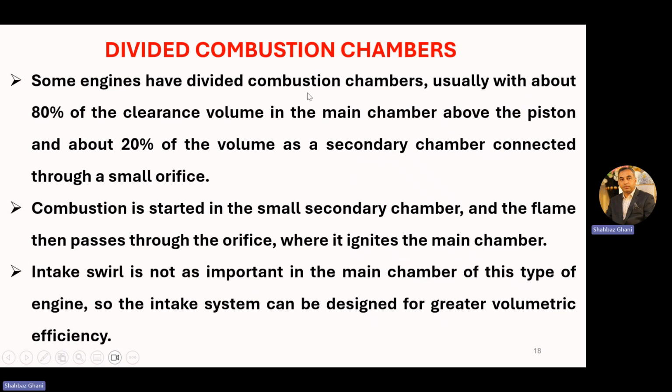Some engines have divided combustion chambers, usually with about 80% of the clearance volume in the main chamber above the piston and 20% of the volume as a secondary chamber connected through a small orifice. So in some cases, we have this divided combustion chamber, with 80% of the clearance volume in the main chamber above the piston and 20% in a secondary chamber connected through a small orifice.